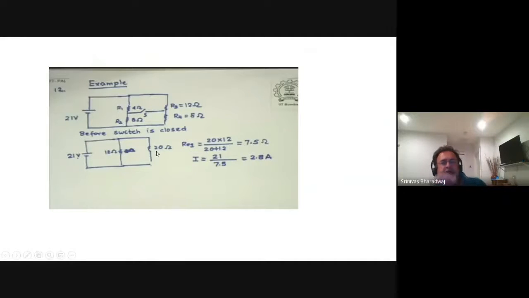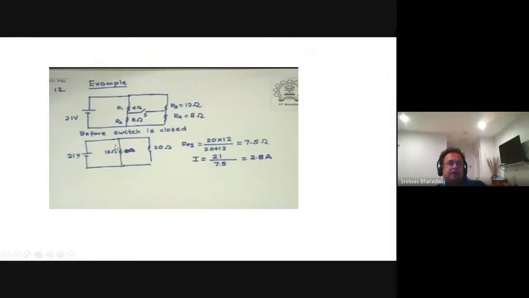So 12 and 20 in parallel. What is 12 and 20 in parallel? 20 times 12 divided by 32, right? 20 times 12 divided by 32 is what? That is 7.5, right? So 7.5 is the resistance. The total current through this branch will be 21 divided by 7.5. Okay, so that will be the current through this branch.